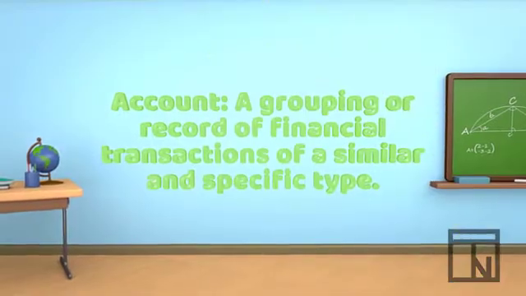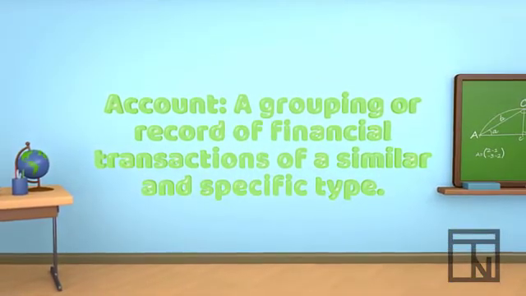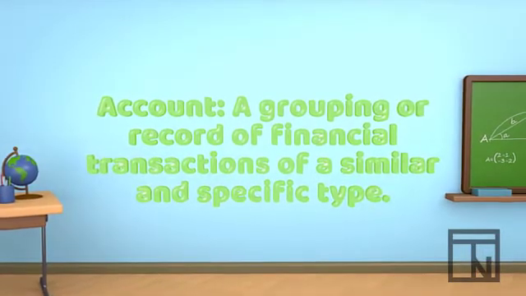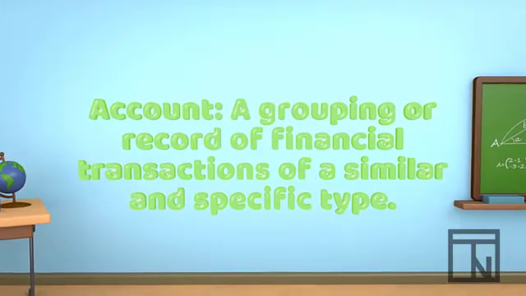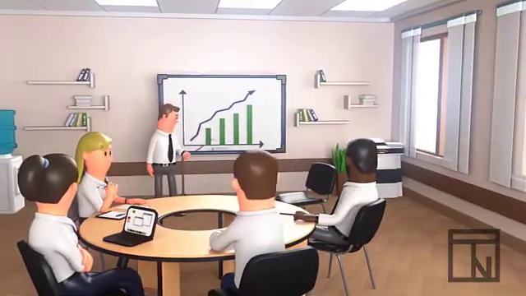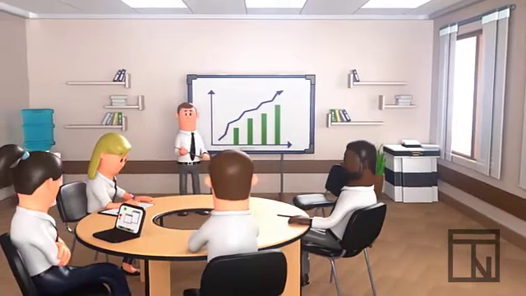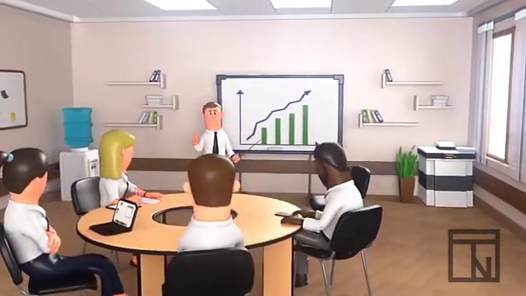In accounting terms, we call these piles or groupings of transactions accounts. An account is simply a group or record of financial activities of a similar or specific type that we give a label to. These accounts allow us to simplify reports by grouping transactions together and then totaling them so that stakeholders know how much money the business earns or spends in each account.